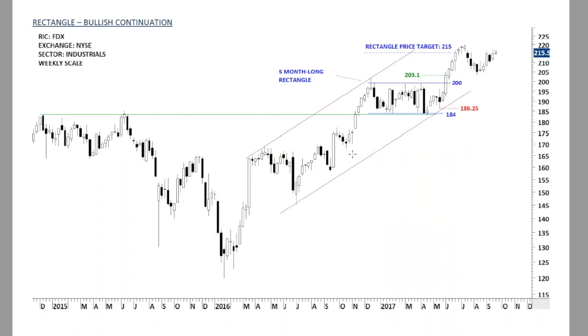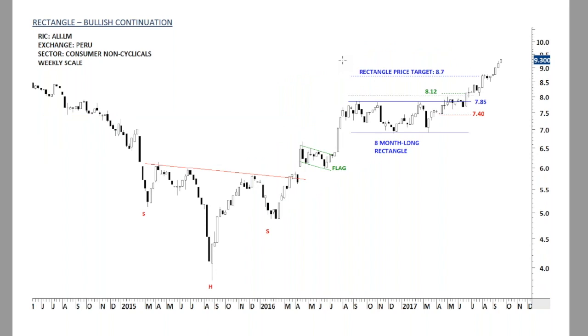Another rectangle members will remember was FedEx. So this is a 5-month long rectangle. The chart pattern boundary was tested again several times. This week, here is the breakout week, taking us to the chart pattern price target. It was also a perfect rectangle, well identified.